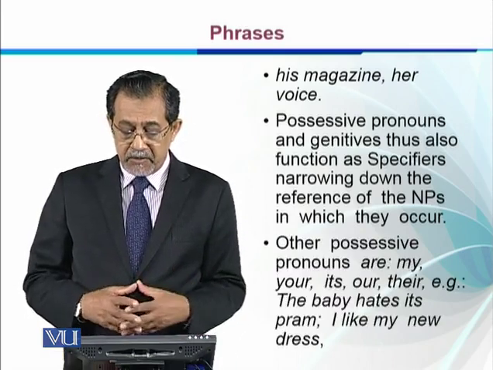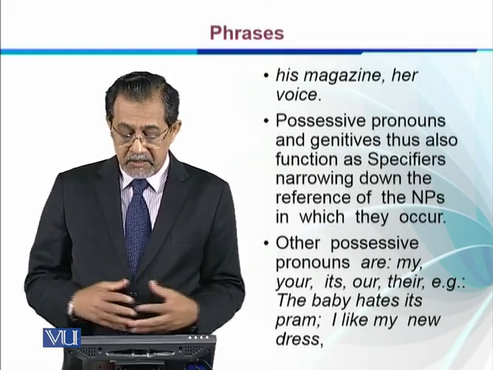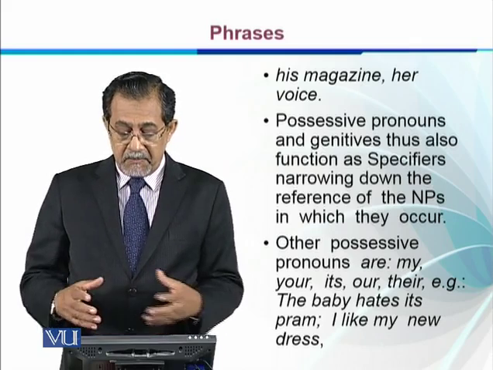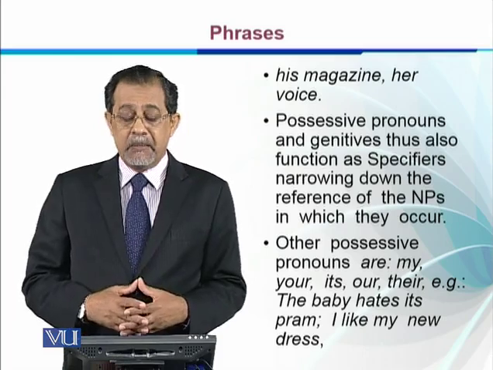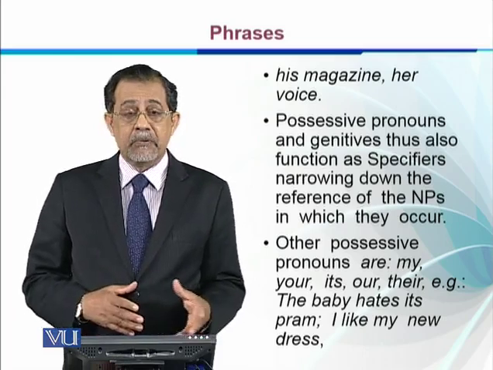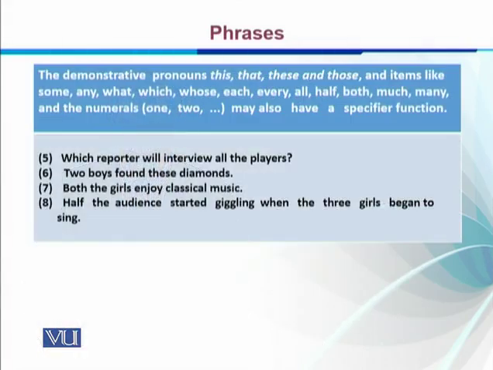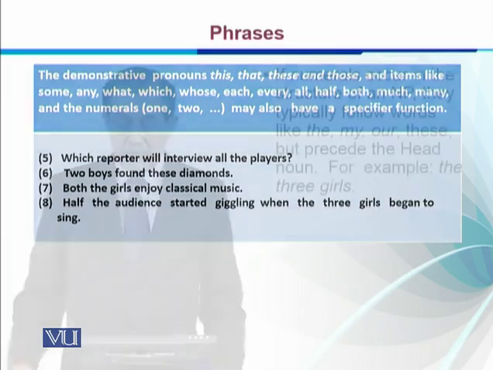Other possessive pronouns are my, yours, its, etc. For example, we can say the baby hates its pram. I like my new dress. So its refers to the baby, and similarly my refers to I. So demonstratives and numerals are also specifiers. We can look at them in these sentences. Which reporter will interview all the players? Two boys found these diamonds. Two is a numeral. Both the girls enjoy classics. Both, and then half in the next. They're all specifiers because they specify certain nouns.